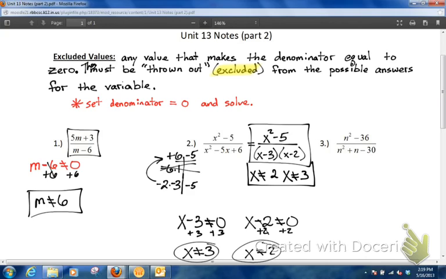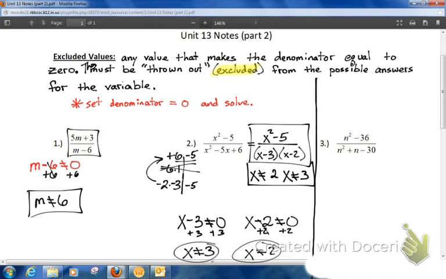Done. Very good. All right, now let's look at number 3. Now 3 is slightly different, so there's going to be a little bit of something different with number 3. So again, first step here is going to be to factor, because again we're going to try to solve or simplify this and state the excluded values all at the same time. So again, hopefully we're getting better with the factoring. My numerator is going to turn into n minus 6 and n plus 6.